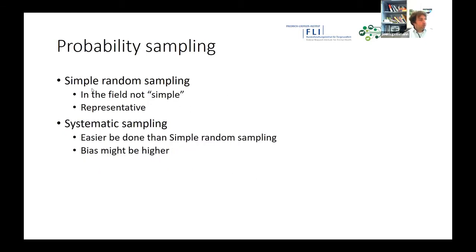And we discussed this already. Simple random sampling in the field is not really simple. It is representative. Systematic sampling is easier to do than simple random sampling, but you might have a bias if something happens in your farm. If you have these boxes with pigs and you select one pig of each box, then it can be that for any reason you have a higher bias.